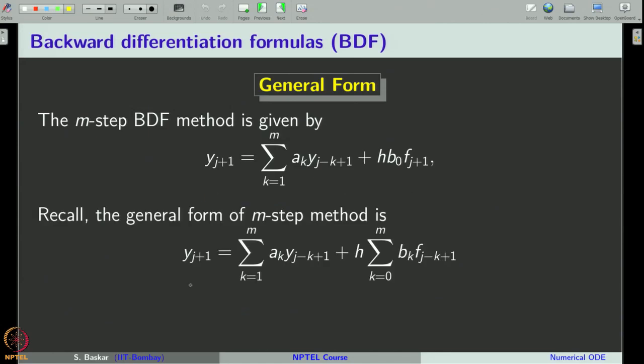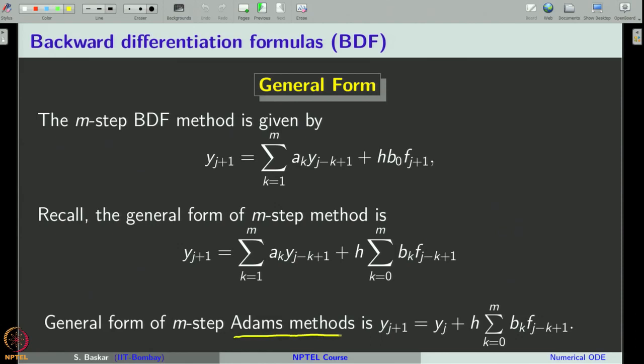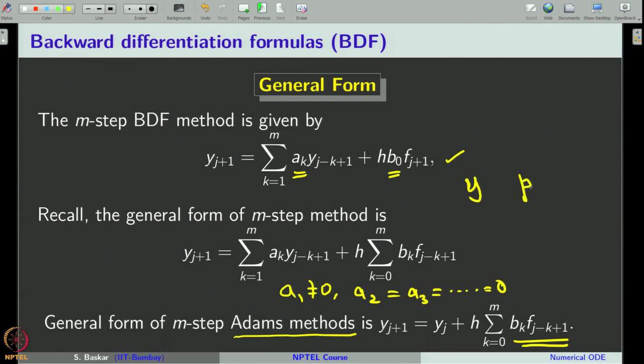Recall the general expression for m-step methods. It is given like this, where the first term is given as it is, whereas the second term is taken with b_0 not equal to 0, and b_1 equal to b_2 equal to everything else equal to 0. So, that gives us the BDF method. Whereas, if you recall, the Adams method's general form is given like this, where a_1 is not equal to 0, whereas a_2 equal to a_3 equal to everything else is 0, and the b's are kept as they are. Similarly, you can also get these a_k's and b_0 by just replacing y by the corresponding interpolating polynomials, but we will not give any weightage to BDF methods in our course.